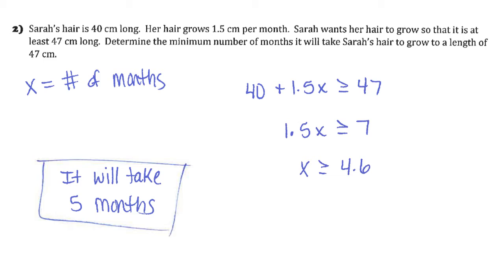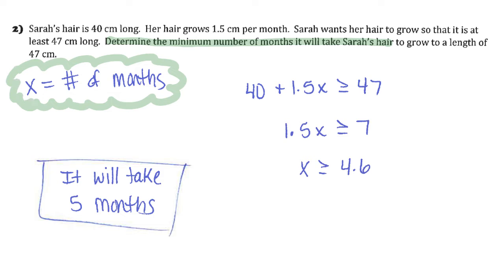Now, example two is talking about Sarah trying to grow out her hair. And at the very end of the problem, it says determine the minimum number of months it will take Sarah's hair to grow. So I started out with x being number of months here. And then I started looking at the other numbers, like our starting point that her hair's 40 centimeters long. And then in addition to that, it's growing 1.5 centimeters per month. So I added on 1.5x.